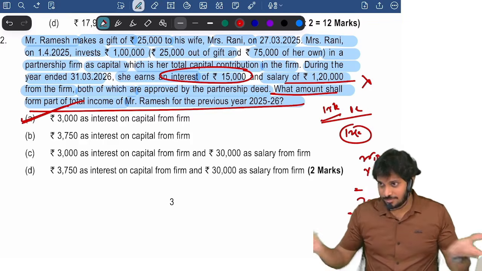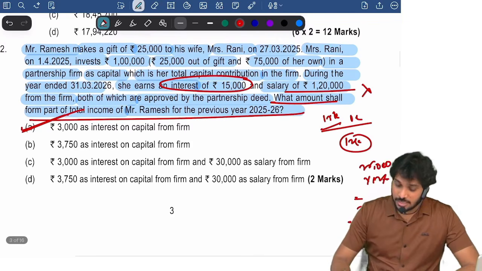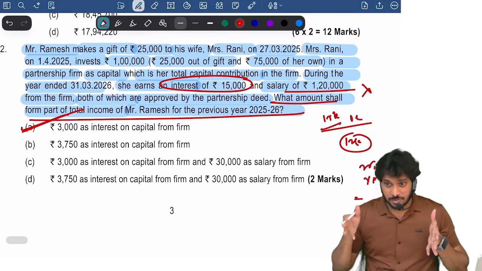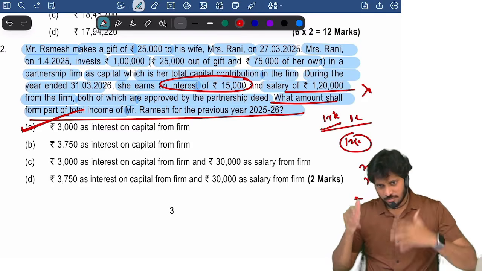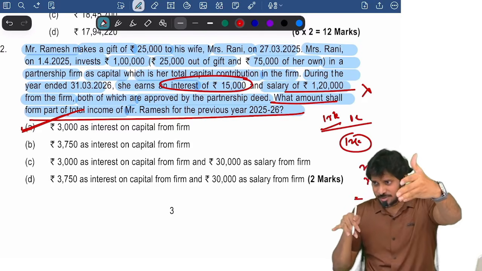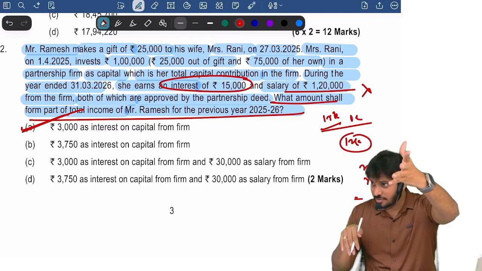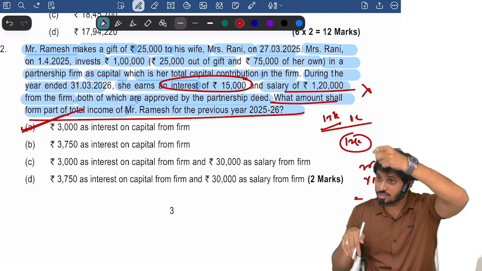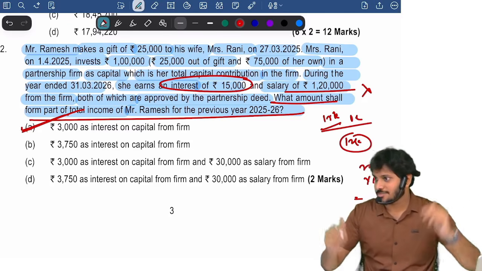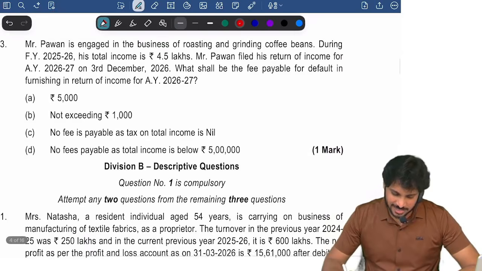Correct? That's it. Why? Because even though the firm paid 15k, how much will the firm get as deduction? 12k. How much the firm got as deduction, that much only is taxable in the hands of the partner. So 12% only is taxable for the partner, even though he is getting 15%, it doesn't matter. So on the gifted amount, 25,000 into 12%, 3,000. That's it. Clear? Easy question.